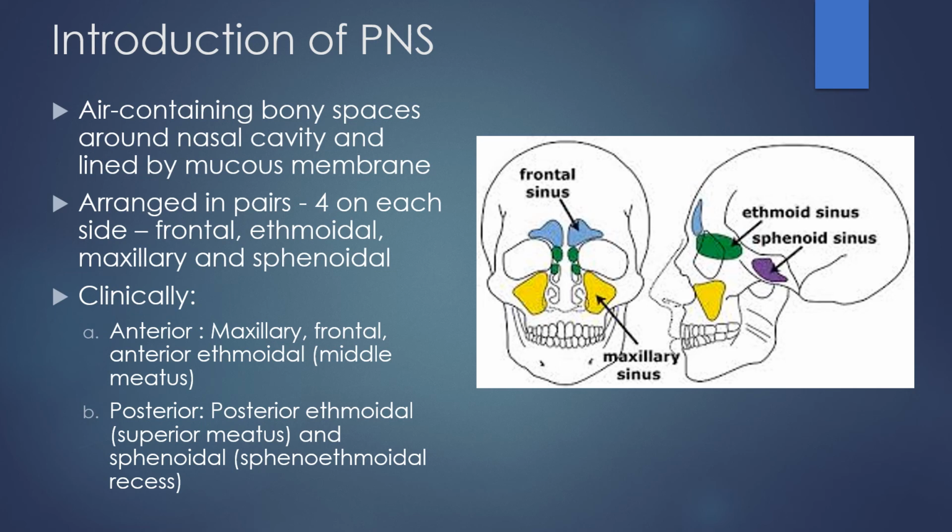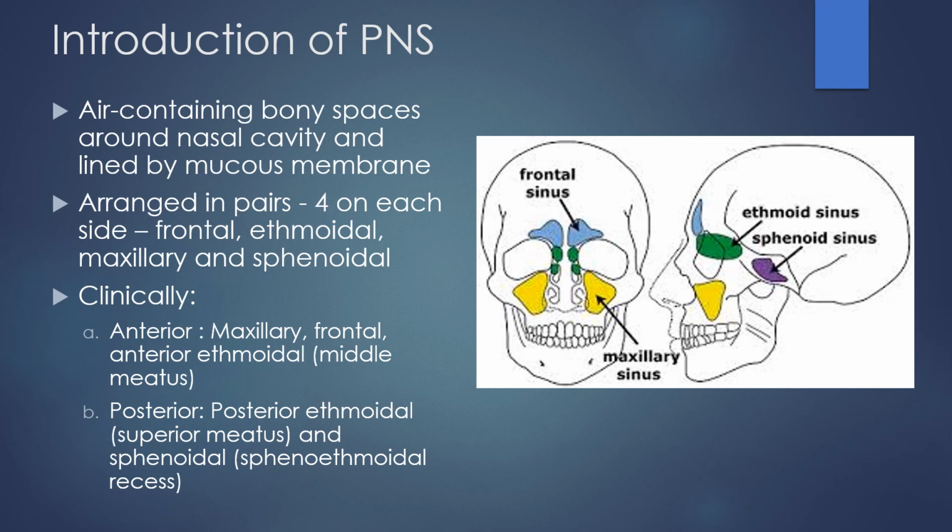They are air containing bony spaces around the nasal cavity. They are lined by mucous membrane and arranged in 4 pairs on each side. So in the diagram, the blue ones are the frontal sinuses, the green ones are the ethmoid sinuses, the yellow is the maxillary sinus, and in the posterior plane, the purple one is the sphenoid air sinus.